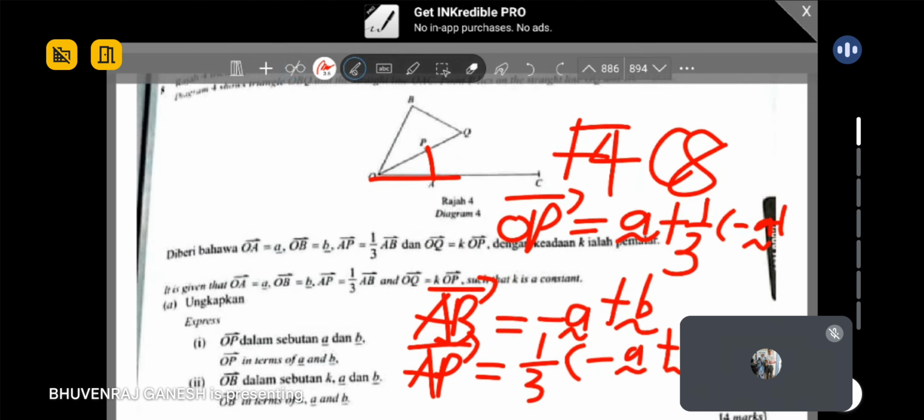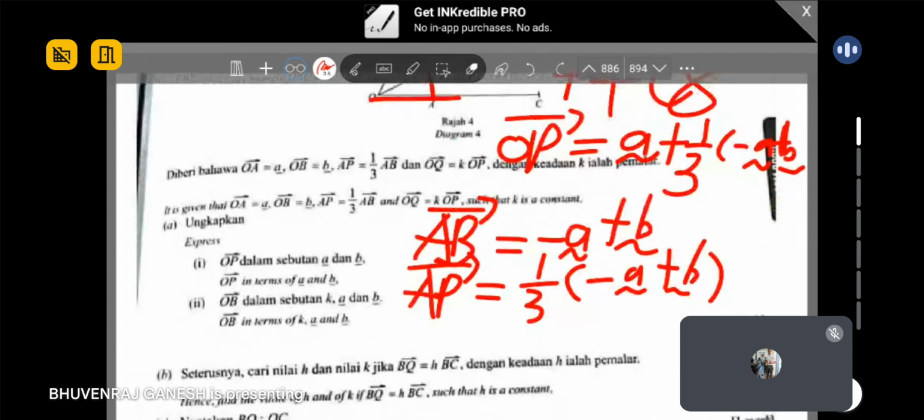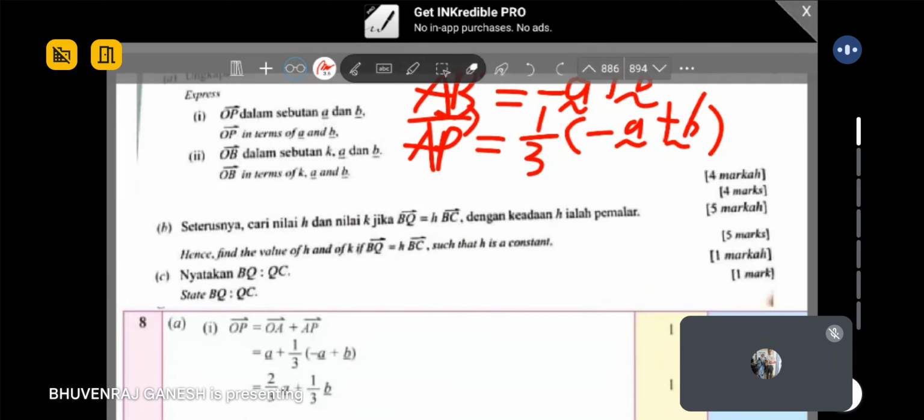Okay guys, clear kan? Boleh dapat kan? Macam mana dapat jawapan? Okay, so this is your answer. Ini jawapan dia. Alright, so the answer is this one. Selepas permudahkan. Okay, so continue. Next question.